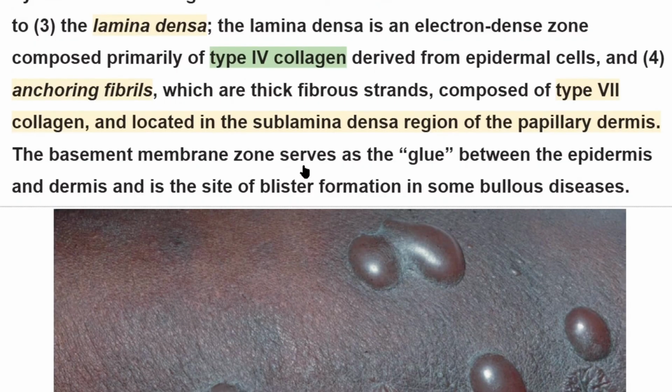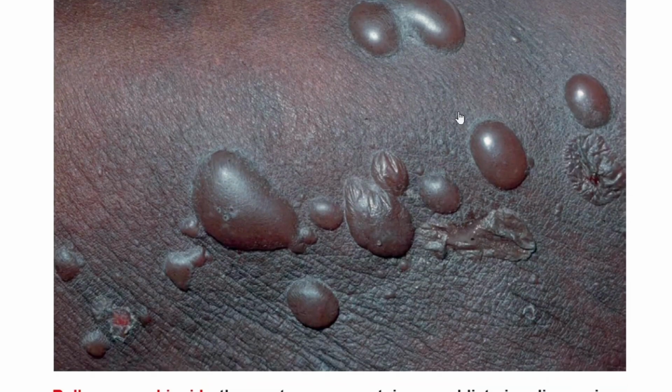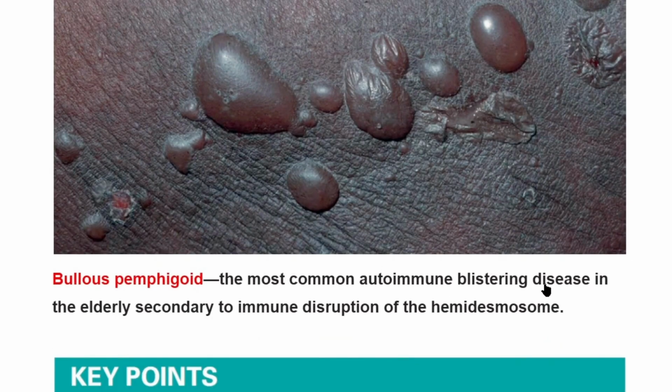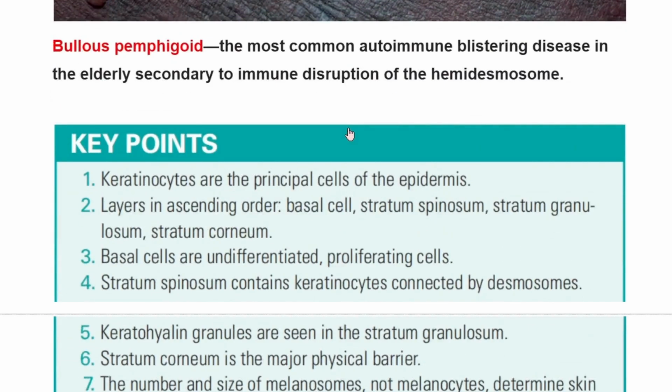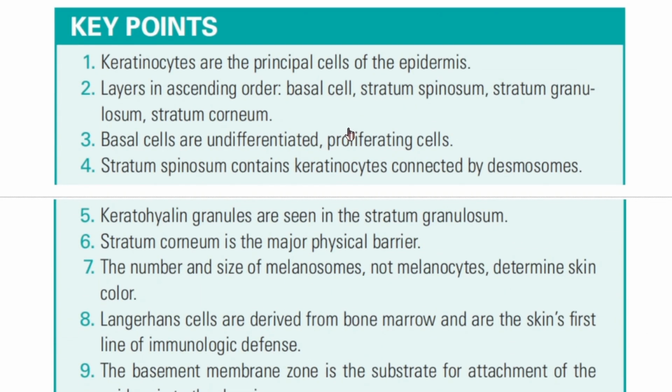The basement membrane zone serves as the glue between the epidermis and dermis and is the site of blister formation in some bullous diseases. As we can see here, in the diagnosis we have a patient with bullous pemphigoid, the most common autoimmune blistering disease in the elderly, secondary to immune disruption of their hemidesmosome.